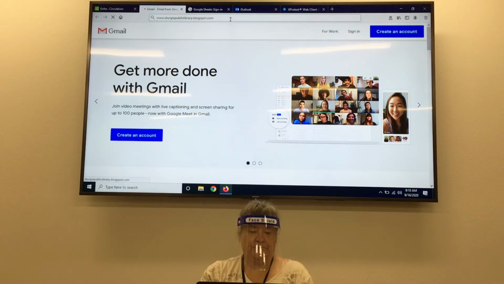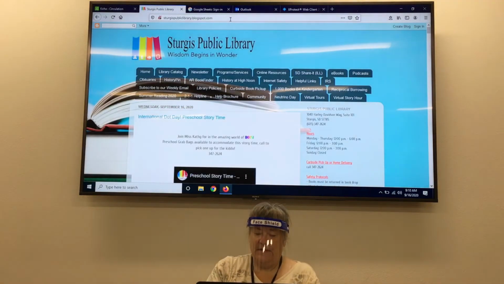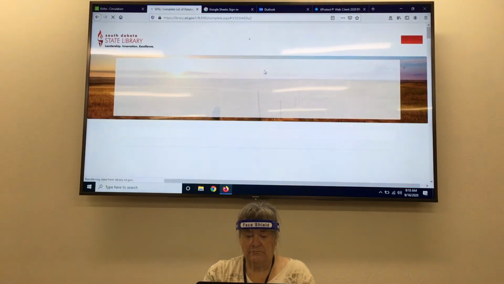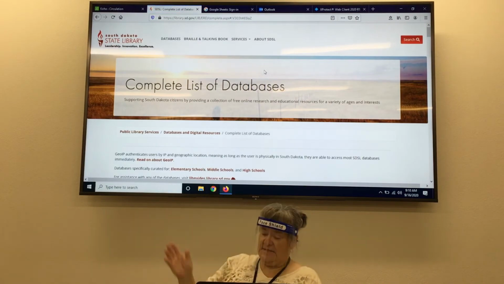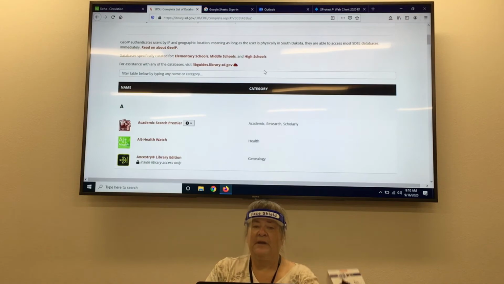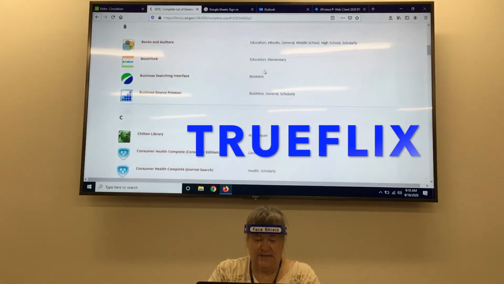www.sturgispubliclibrary.blogspot.com takes me back to our home page. My tabs on top, remember I'm looking for online resources. My complete list of databases, all in alphabetical order. I'm going to go to TrueFlix next, so I have to find the T's.